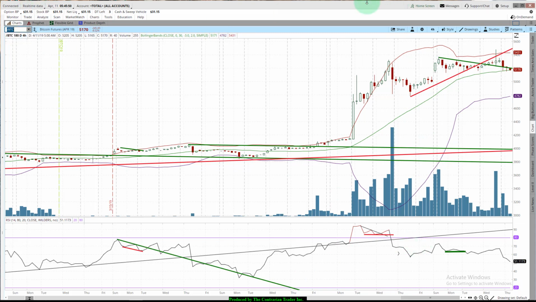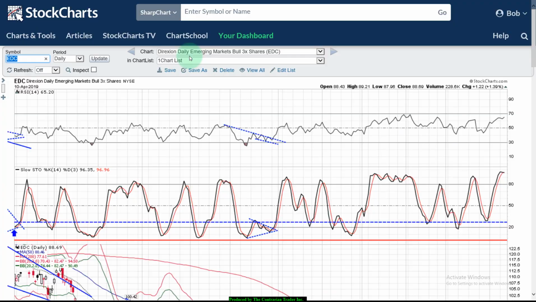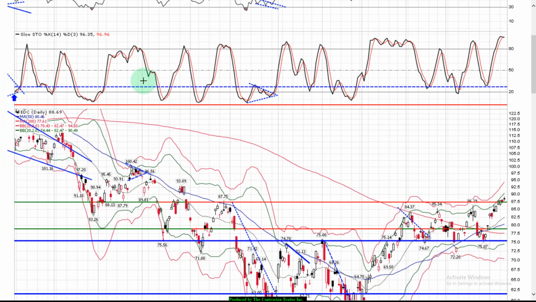Let's go to some member stock chart requests. We'll begin with the EDC, the Emerging Markets Leveraged ETF. This is a daily chart. I spoke about this chart over the weekend. I like the setup here. We have broken out on a daily and a weekly basis on the EDC, and we're looking to put on a trade here to the long side.